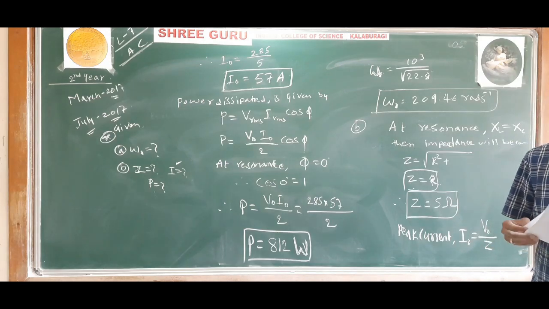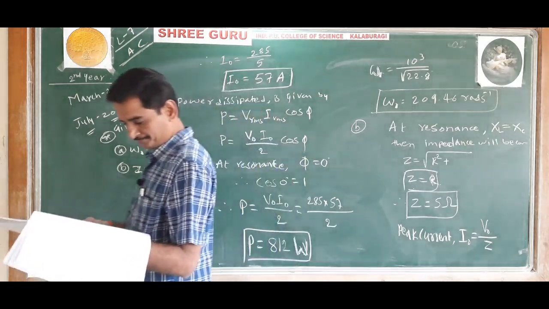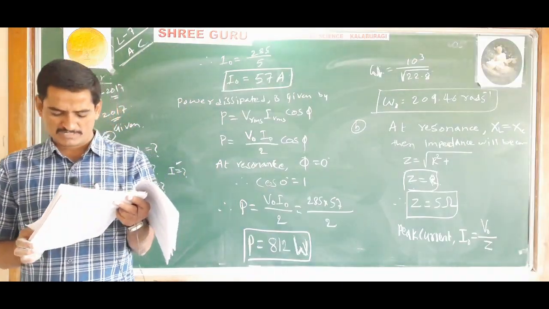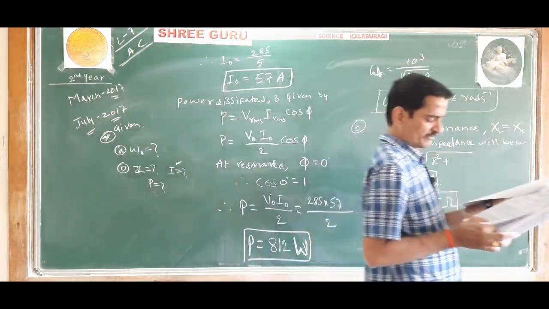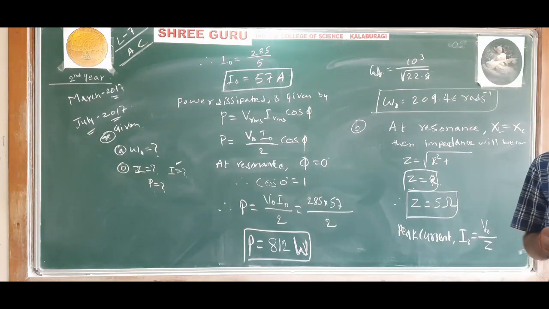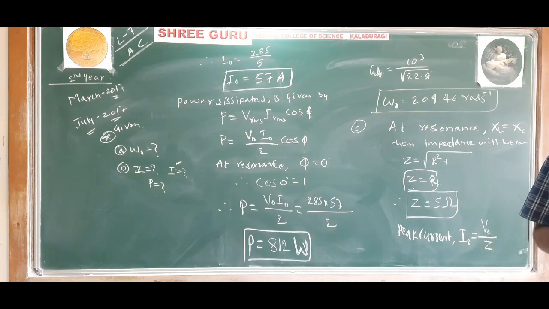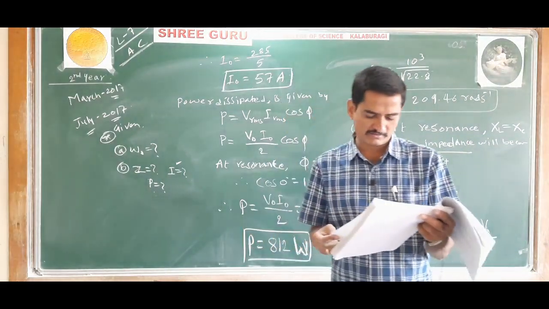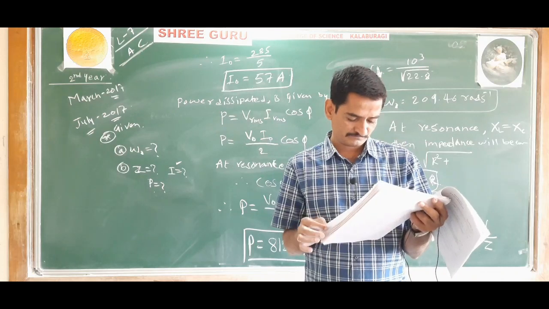And July 2015, 3 marks question. What is the principle behind the working of a transformer? Mention any 2 sources of energy loss in a transformer. This is for 3 marks. And one more is a numerical. Numerical is completed. March 2016.